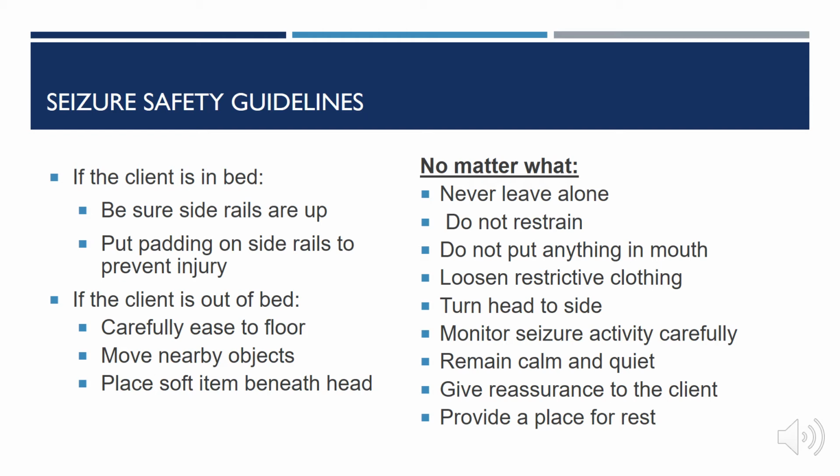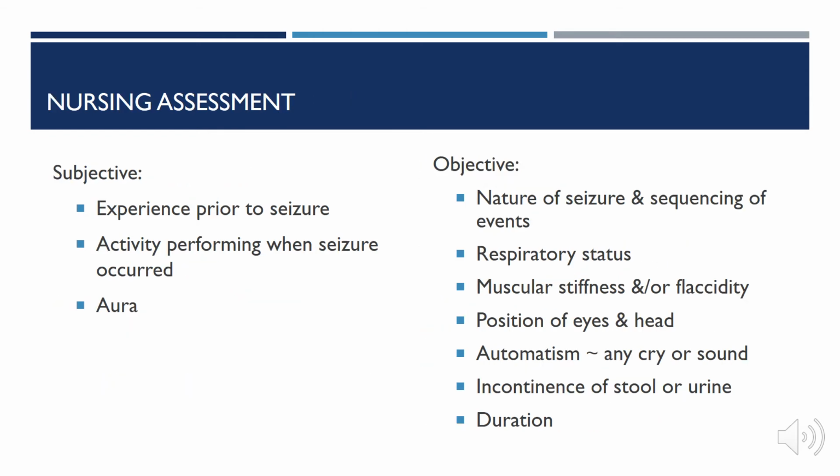So if you see someone having a seizure, you need to make sure you monitor the seizure: time it starts, length, duration, and what kind of seizure it was. So, breaking things down for our assessment from subjective to objective, okay? Subjective data is the experience prior to the seizure, meaning what were they doing before? Did they have an aura? Those types of things. Objective is the nature. Was there a sequencing of events?